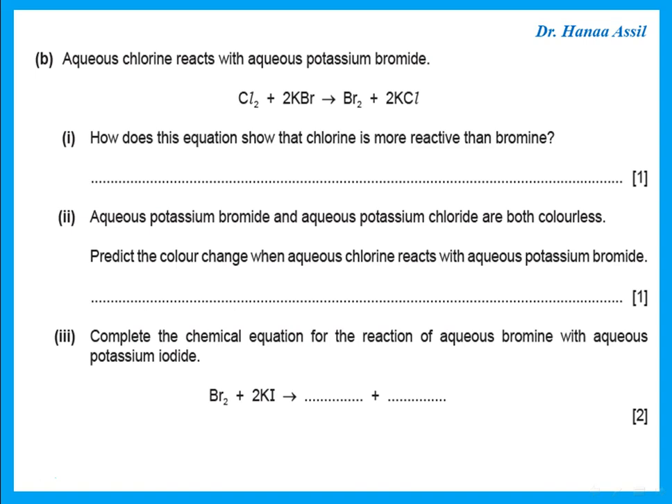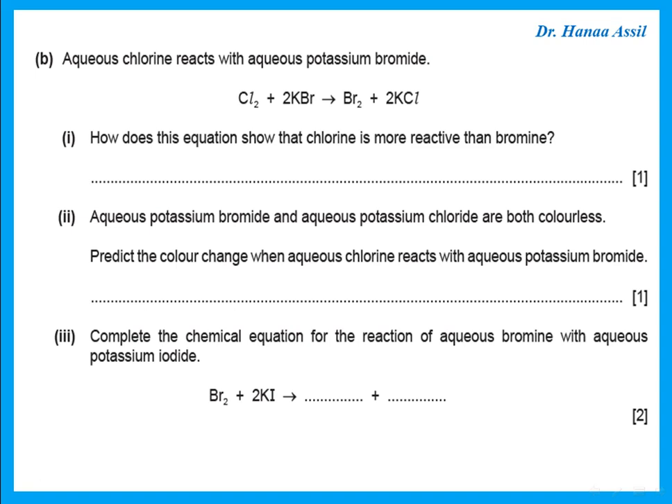Aqueous chlorine reacts with aqueous potassium bromide. How does this equation show that chlorine is more reactive than bromine? Remember that if I'm reacting chlorine with potassium bromide, the chlorine has displaced the bromine, or it pushed the bromine out and sat in its place, figuratively speaking.